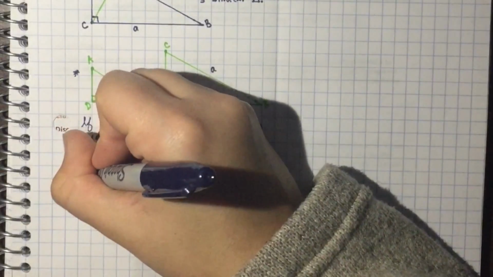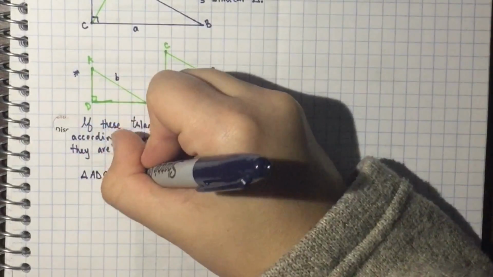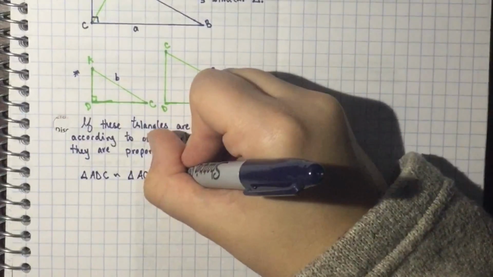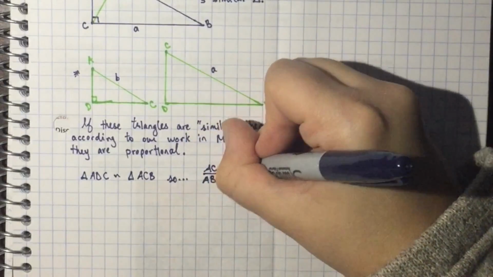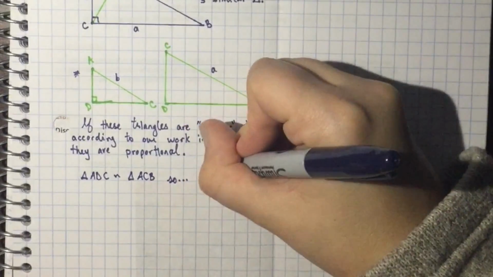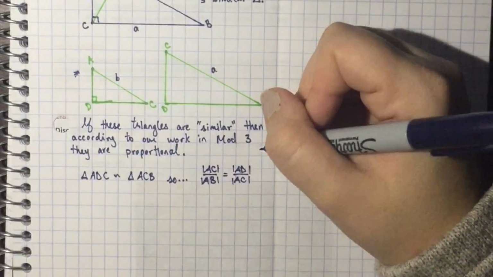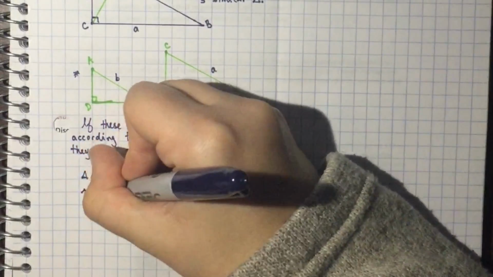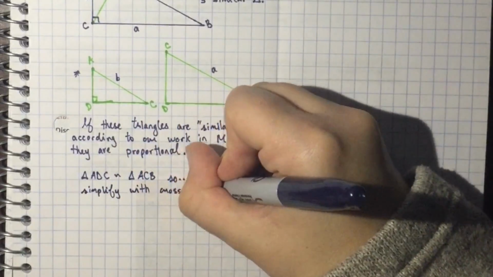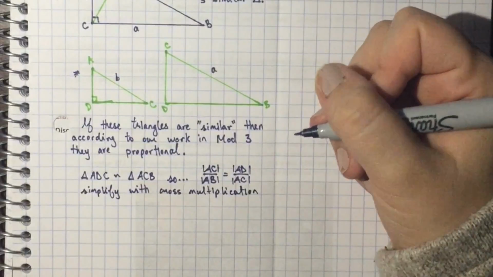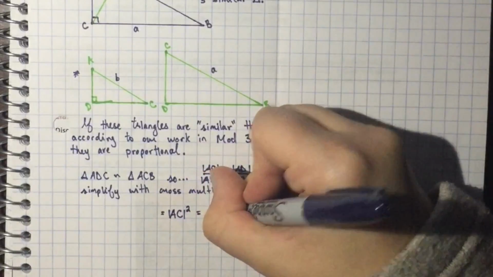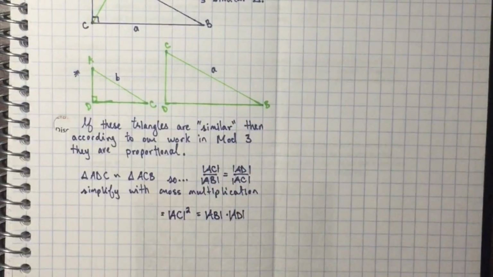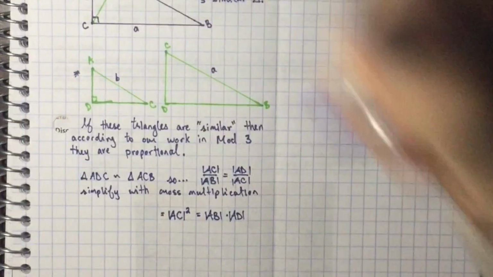What I'm going to do is compare two triangles at a time. The first ones I'm going to do is ADC compared to ACB. If those two triangles are similar, then I know that they have proportional sides. So the distance between side AC over side AB is equal to the distance of side AD over side AC. When I simplify with cross multiplication, I get AC squared equals AB times AD. So this is the first piece of information that's going to be critical for my proof.